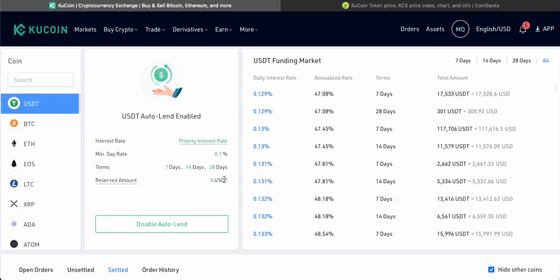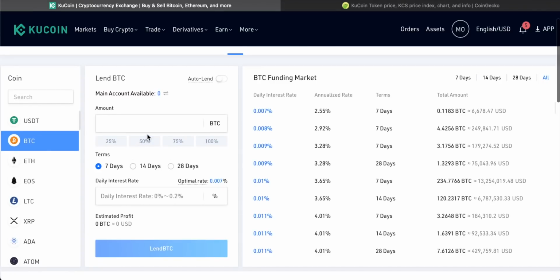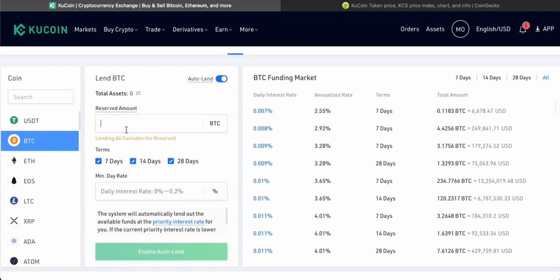Let's say though you wanted to trade often in a cryptocurrency, maybe you were sending Bitcoin or something around. You can see here, you can definitely change it. So for Bitcoin, I can turn on auto lend, as you can see here. Then I can put the amount of Bitcoin that I don't want to lend out. So let's say I had 1 Bitcoin. I can say that I want half of that Bitcoin lent out, 0.5, and half to stay in the account. And then the minimum day rate, I can look up here, 0.007 is the lowest. So I can put 0.007 as the minimum rate that I want to lend out at.